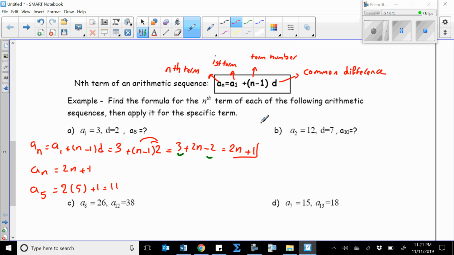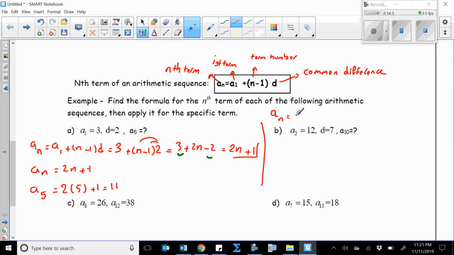Now let's work on the next one over here. This time I have A2 equal to 12, D equal to 7, and I need to find A10. First of all, we need to find an.